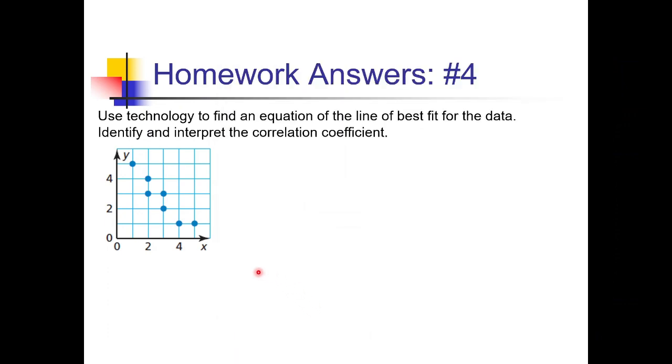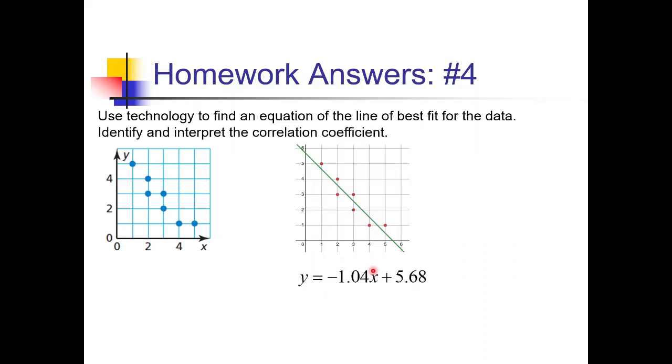So just putting that all here, there was my graph, there was my equation, and my R value. Now as R values go, this is very close to -1. So this is going to then be a strong negative correlation.